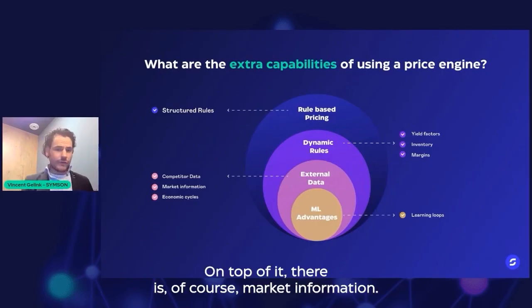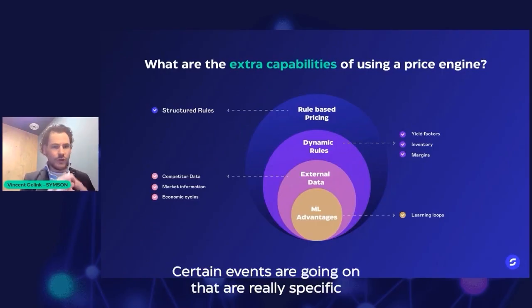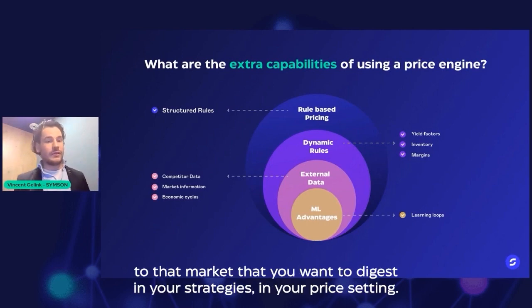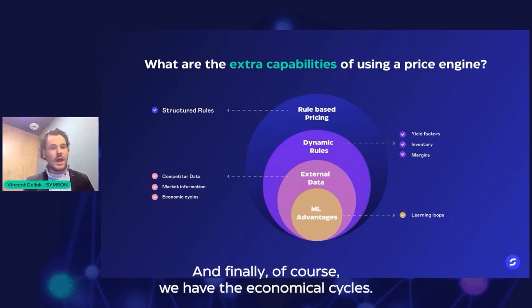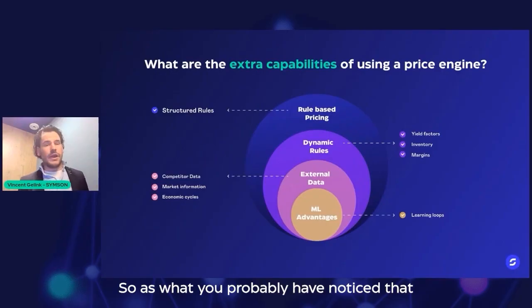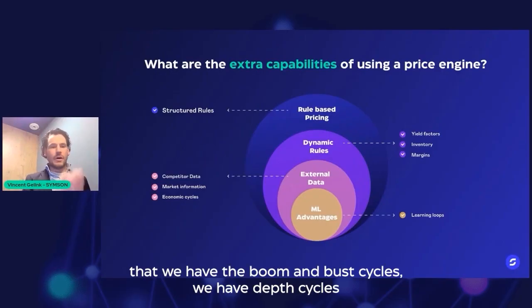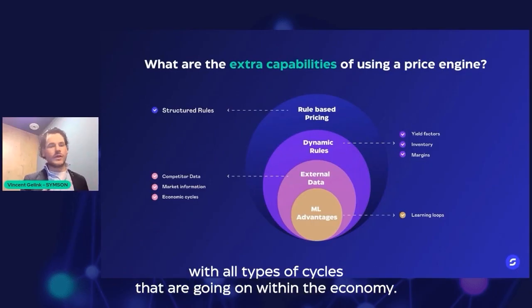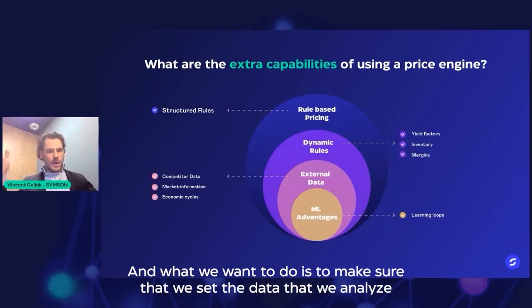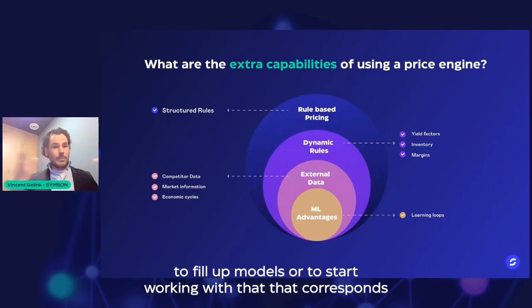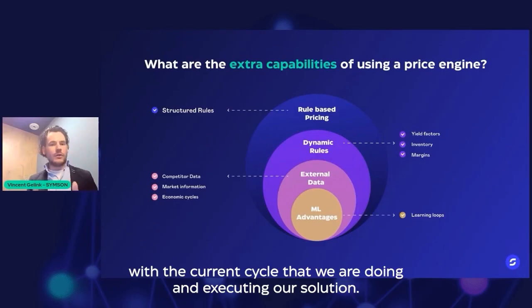On top of it, there's, of course, market information, if certain events are going on that are really specific to that market that you want to digest in your strategies and your price setting. And finally, of course, we have the economic cycles. As you have probably noticed, we have boom and bust cycles, debt cycles, all types of cycles going on within the economy. What we want to do is make sure that the data we analyze to fill up models or to start working with corresponds with the current cycle that we are executing our sales in.